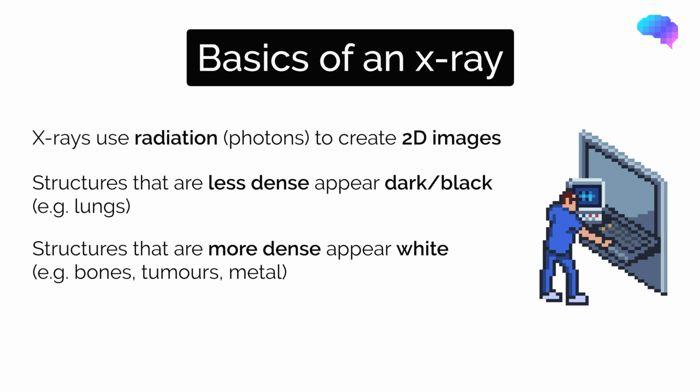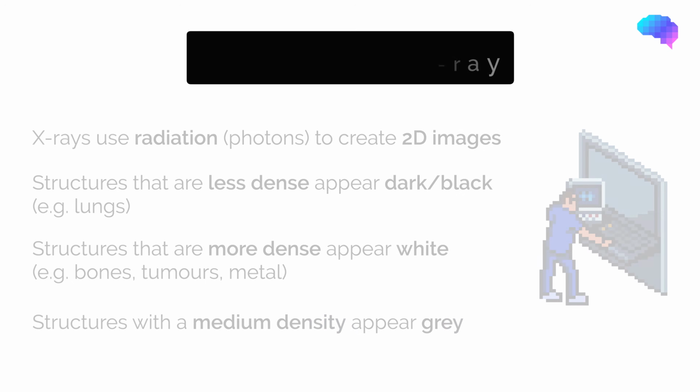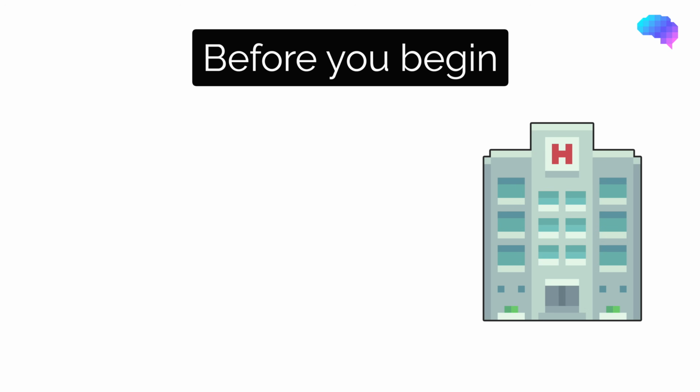In contrast, denser structures are much less easily penetrated and appear as a white colour on film. Examples of these structures include bones and dense tumours, such as metastases. Some structures, for example soft tissues, only allow some of the photons to pass through and will normally appear as shades of grey. Before interpreting a chest x-ray, you should check the following details.